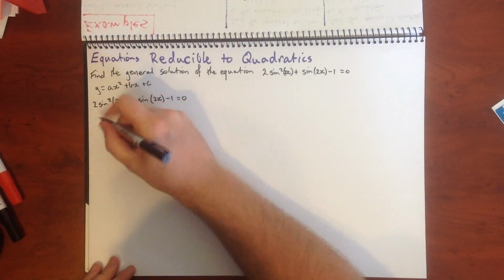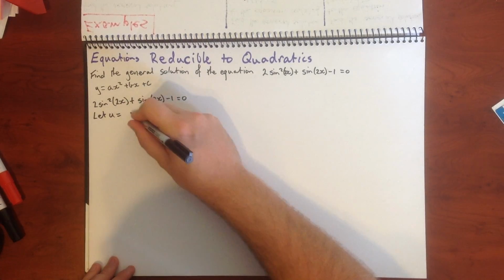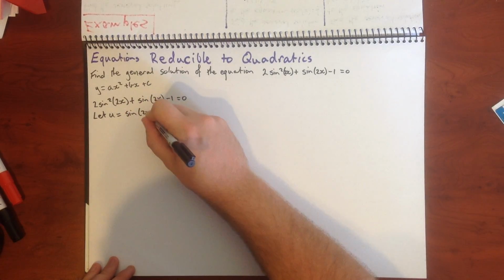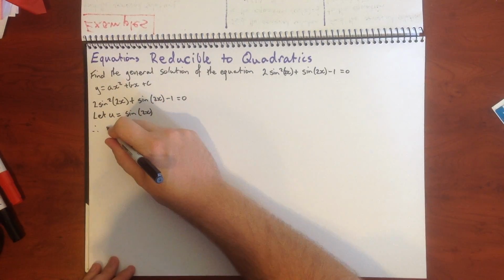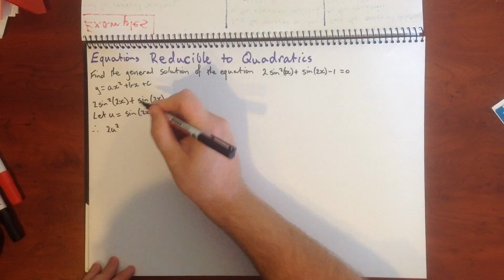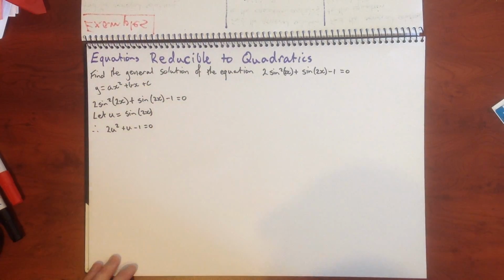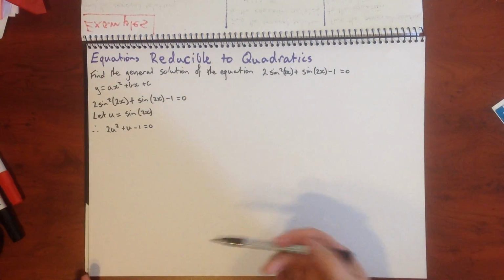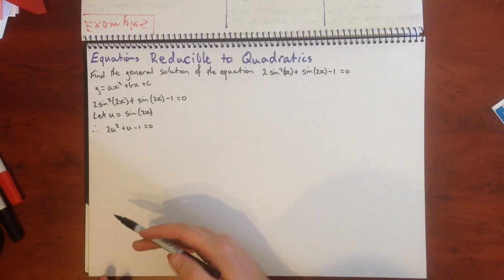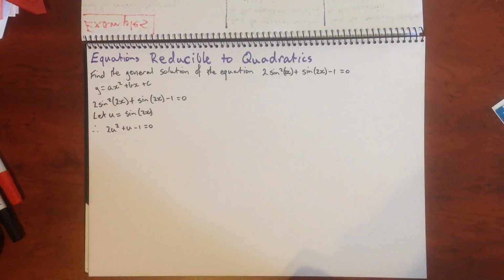So what we do here is we say let u equal sine of 2x. Therefore, what we have is 2 times u squared plus u take 1 equals 0. So you can see now that we actually have a nice quadratic. Now, you don't have to use u. The main thing is not to use x if it's in the equation, or y if it's in the equation. Make sure you use some other variable. Use one that we use a fair bit.